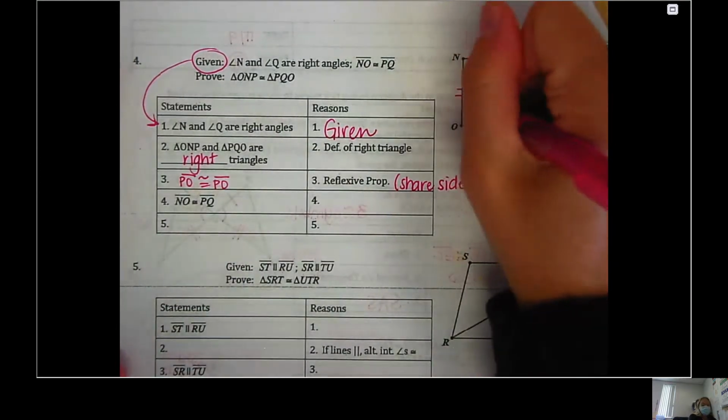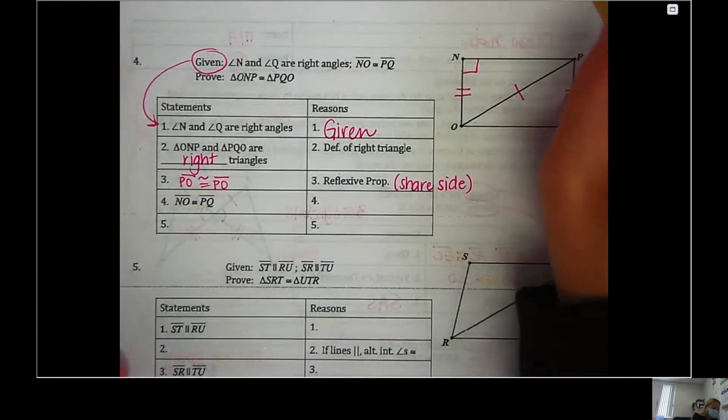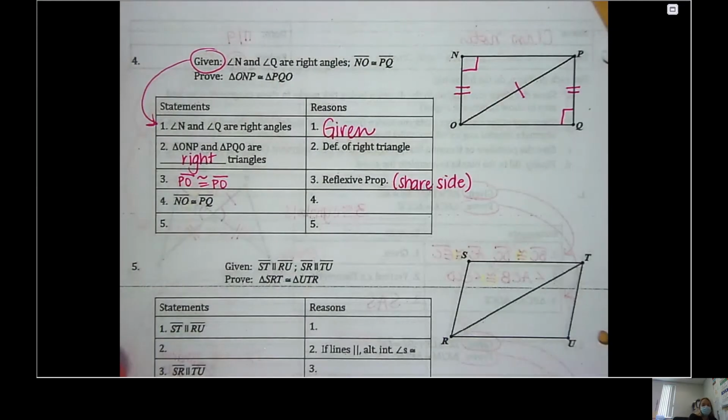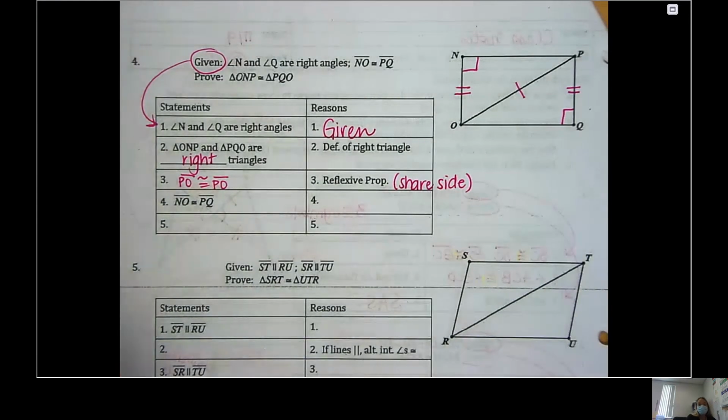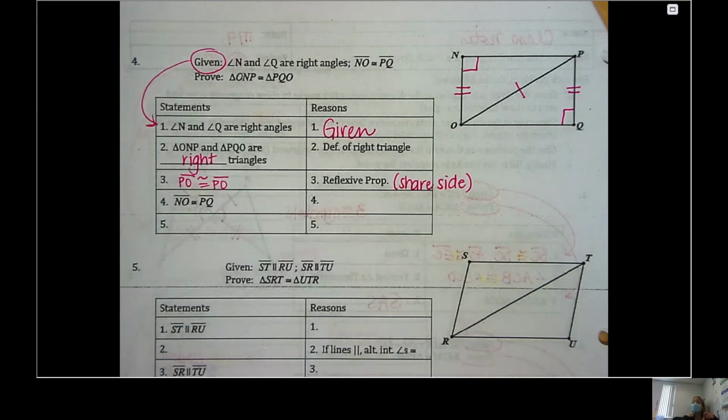Good. All right, next one says NO is congruent to PQ. NO, put 2 tick marks, is congruent to PQ. How do you know that? How do you know that? They're both what? What? No, they're not obtuse. Nope. Try again.